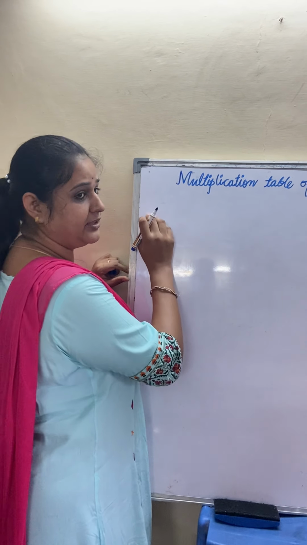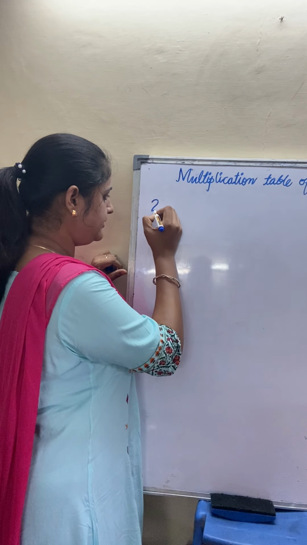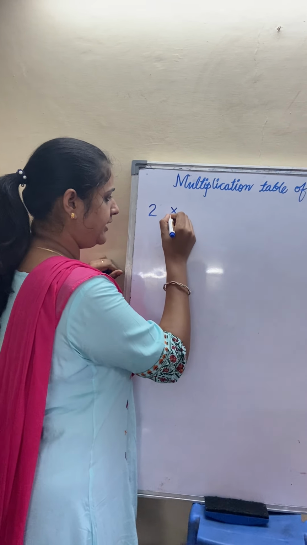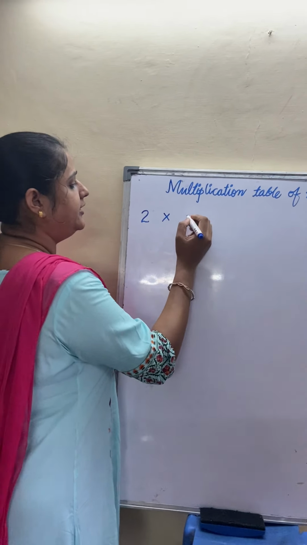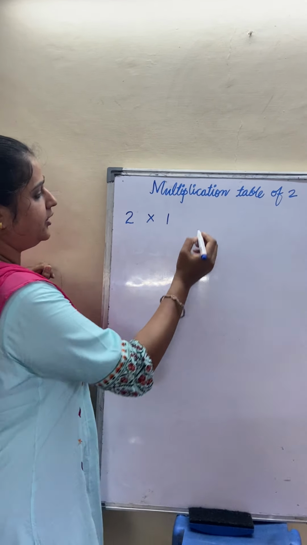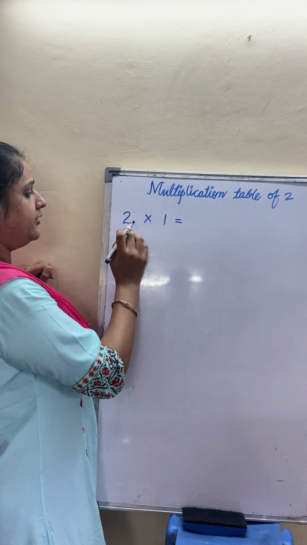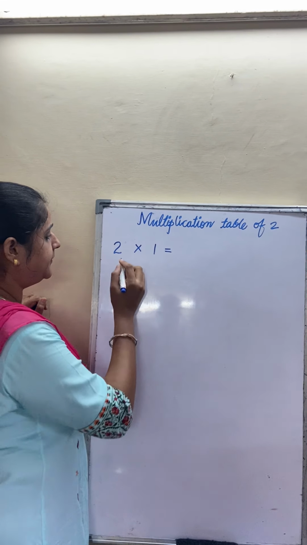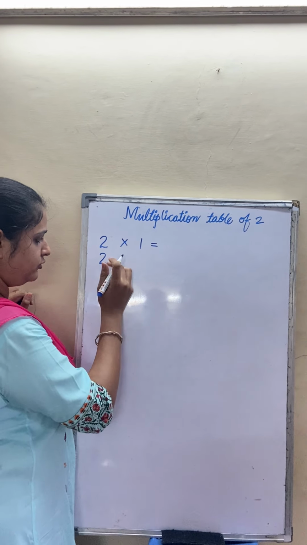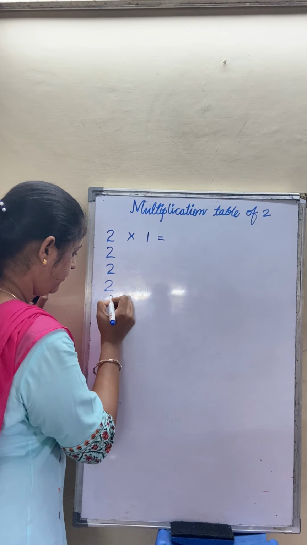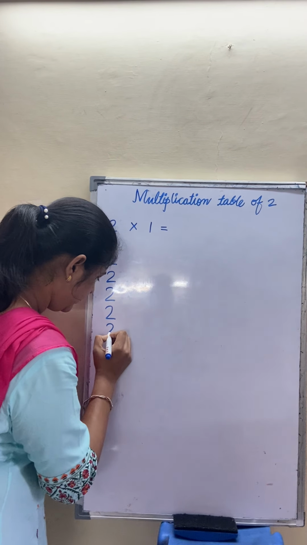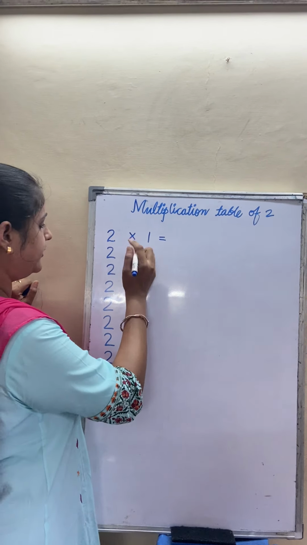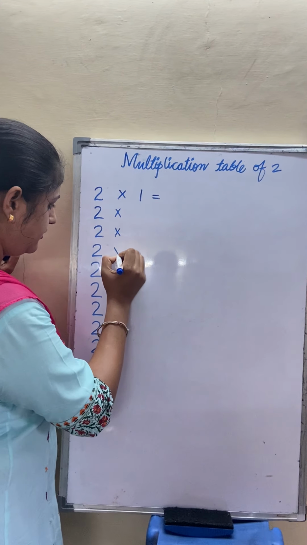Here we will write the number whose table we are going to learn, that is 2. And here is the multiplication sign. This is the multiplication sign. Here we will write 1, okay, and here will be the equal to sign. We are going to write 2 ten times because this is a fixed format. So 2, 2, 2, 2, 2, 2, 2, 2, 2 and 2, the same way we are going to write this sign 10 times.